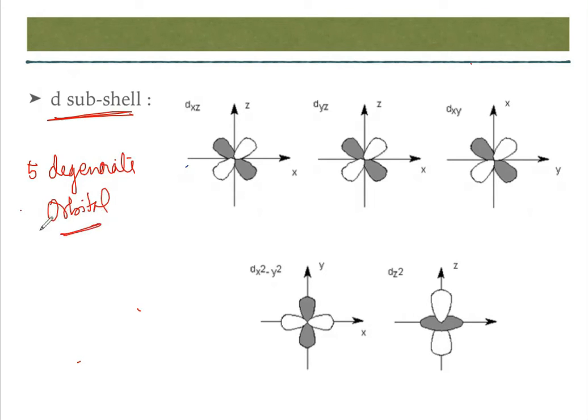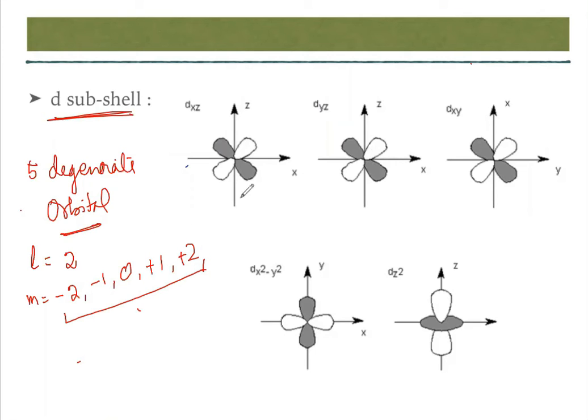How is it 5? See, for D, what is the value of L? For D, the value of L is 2. So as we know, for L equal to 2, what are the values of M? M can be from minus L to plus L. So this is -2, -1, 0, +1 and +2. So these all are known as degenerate orbitals. And how many degenerate orbitals did we get? 1, 2, 3, 4, 5.